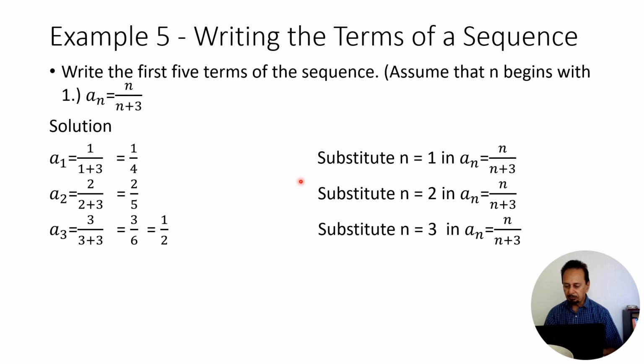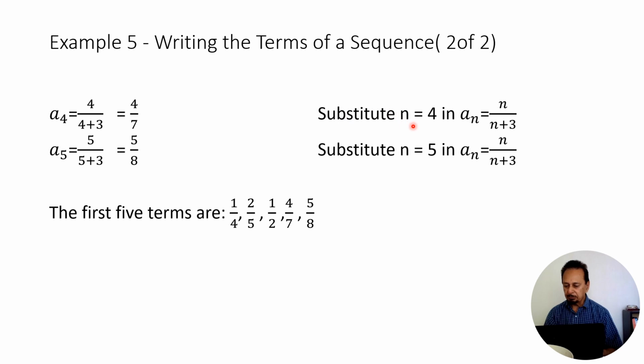To find the first term, we substitute n equals 1. So it becomes a1 equals 1 over 1 plus 3. 1 plus 3 is what? 4, so it becomes 1/4. To find the second term, we put n equals what? 2. So it becomes 2 over 2 plus 3, which is 2 over 5. To find the third term, we substitute n equal to 3. So the formula becomes a sub 3 equal to 3 over 3 plus 3. 3 plus 3 is 6. 3 over 6 becomes 1/2.